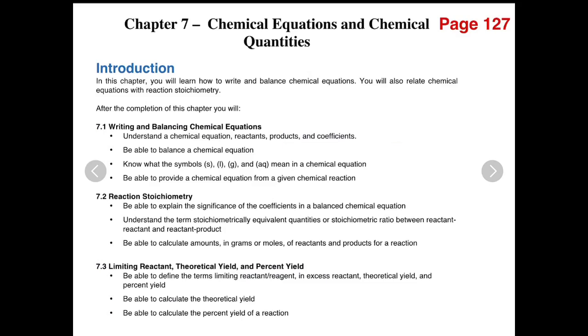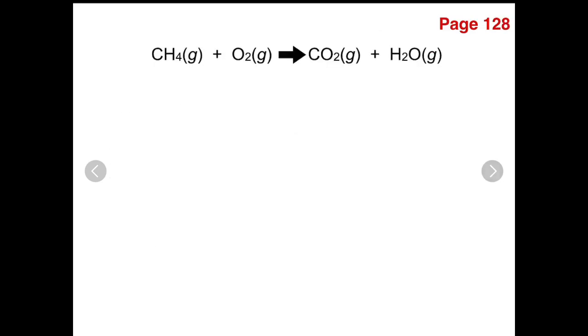We are going to learn how to write the proper chemical equation. In the next video, we are going to look at reaction stoichiometry. The last video of this chapter will cover the limiting reactant, the theoretical yield, and also percent yield. So in this video, we are going to focus on this first part. Let's take a look at 7.1, how to write chemical equations.